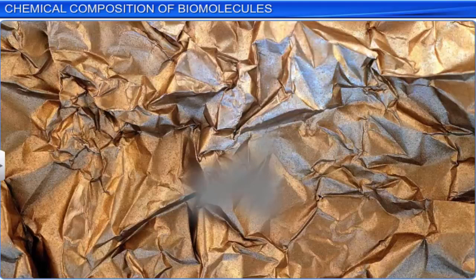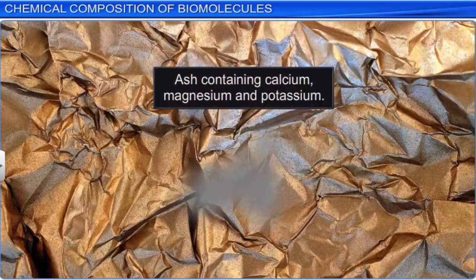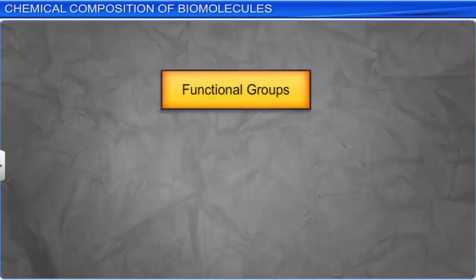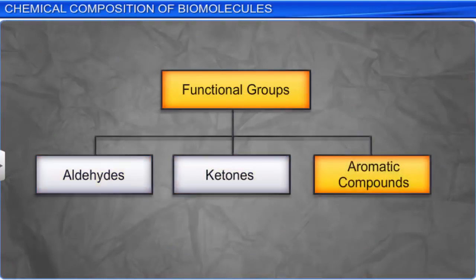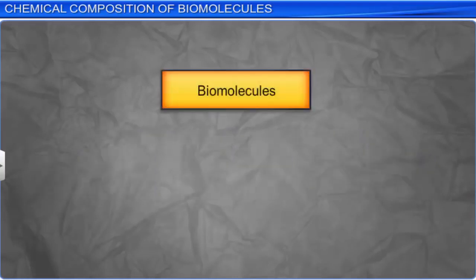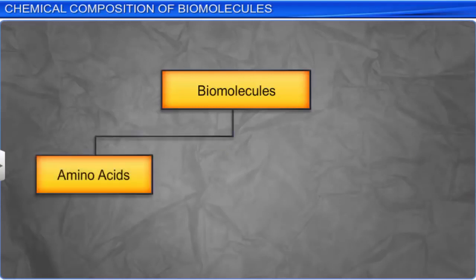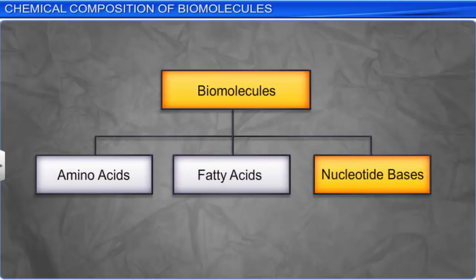The remaining ash contains inorganic elements such as calcium, magnesium, and potassium. Therefore, analysis of compounds helps us identify organic and inorganic constituents in a living tissue. It also helps identify functional groups such as aldehydes, ketones, and aromatic compounds. In biology, however, functional groups are present as amino acids, fatty acids, and nucleotide bases, together known as biomolecules.